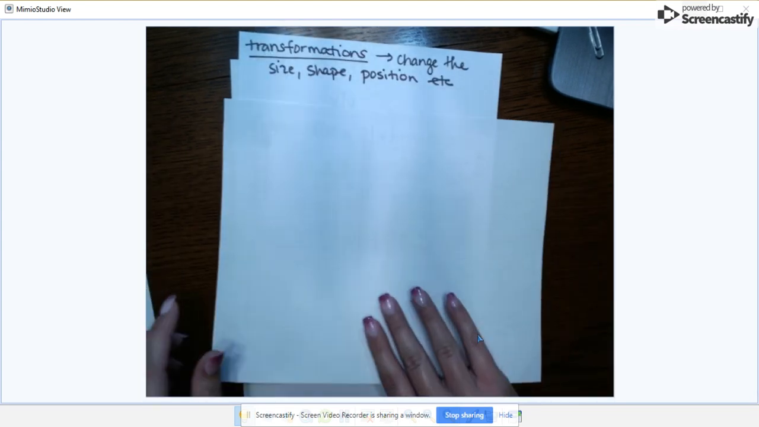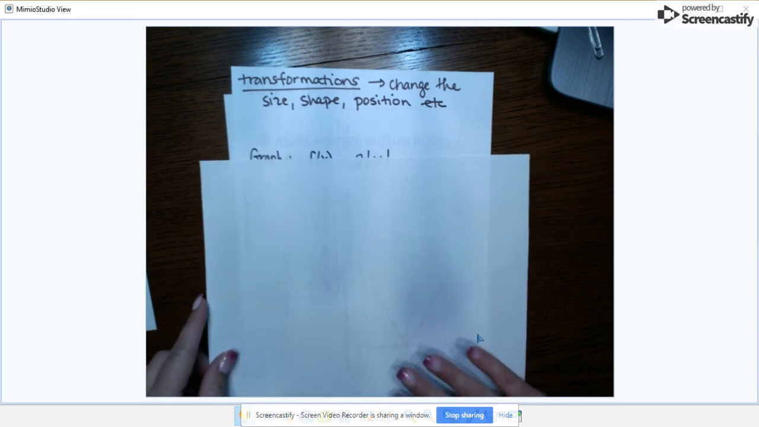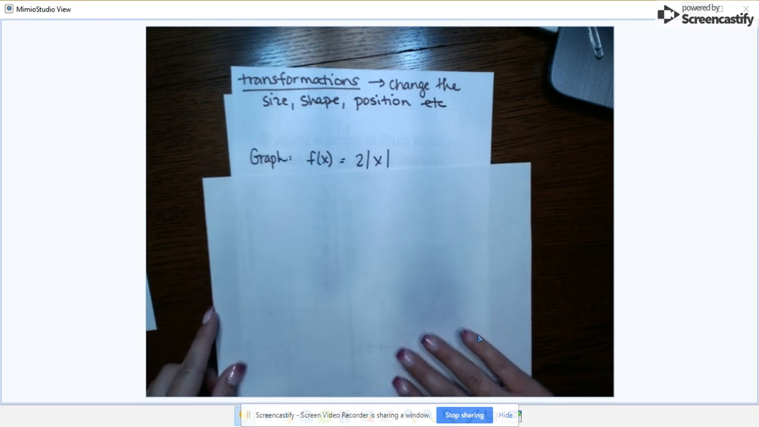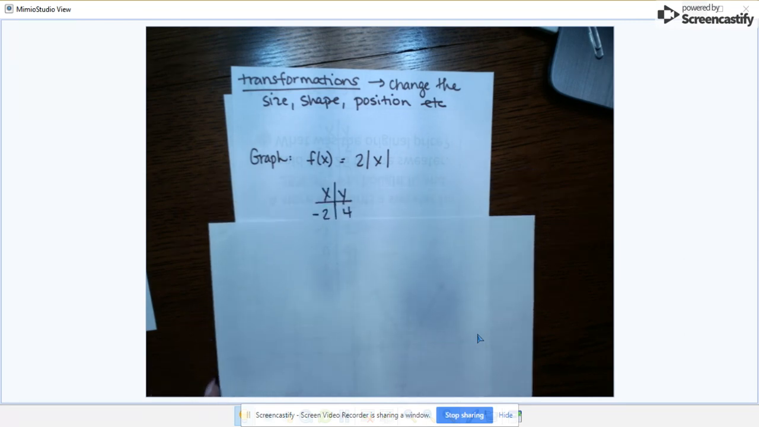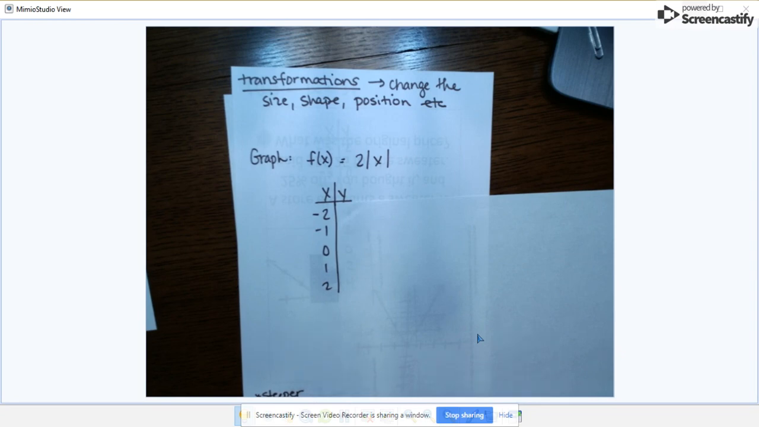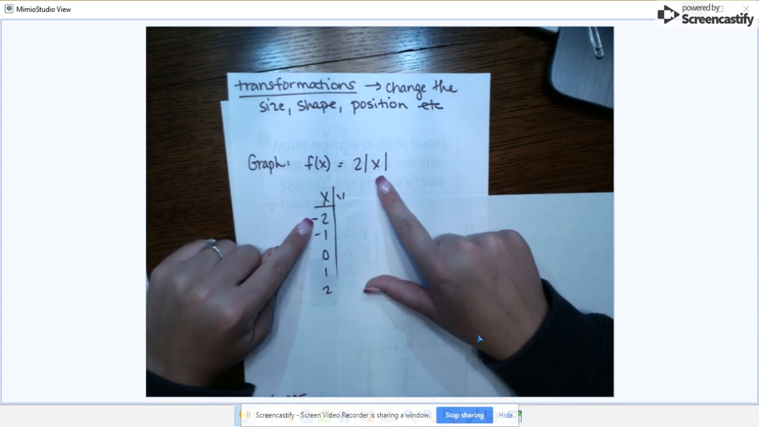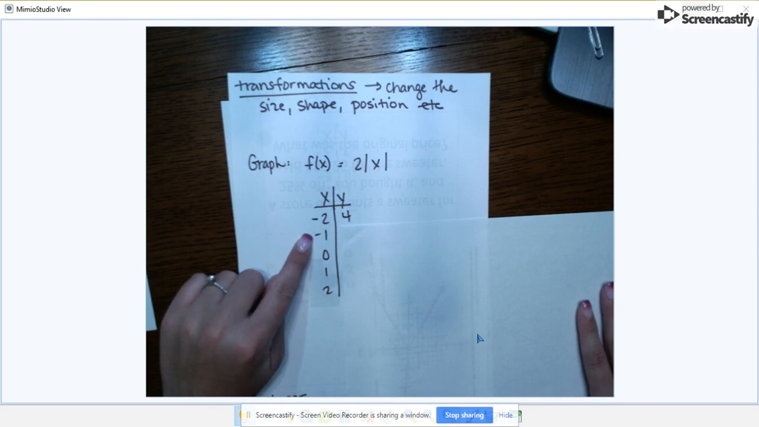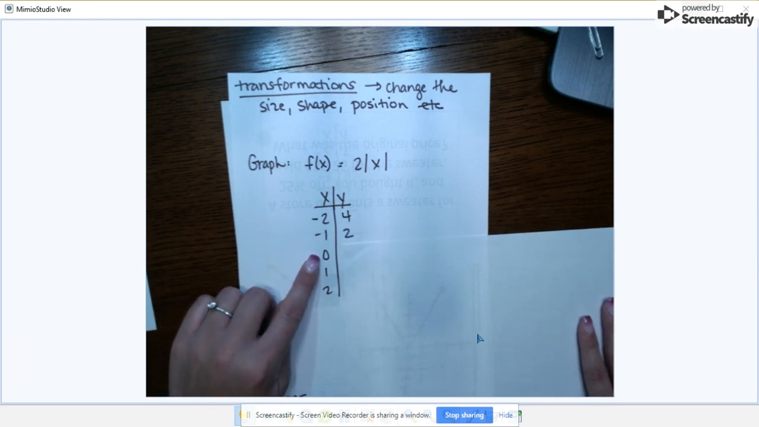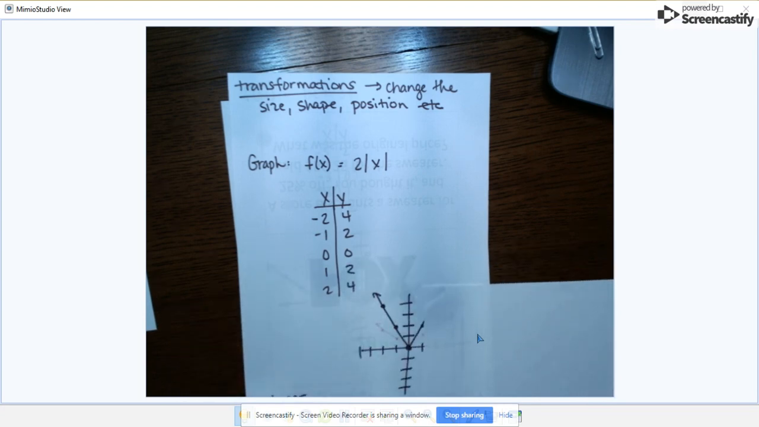But we can do some transformations that are going to change the shape, the position, or the size of the graph. So we're going to start with an easy one. f of x equals 2 times the absolute value of x. Again, I'm going to choose points around the origin. So I create my xy table using these x values, and I plug these x values in. So absolute value of -2 is +2, and 2 times 2 is 4. Absolute value of -1 is 1, 2 times 1 is 2. 2 times 0 is 0, 2 times 1, 2 times 2 gives us those values.